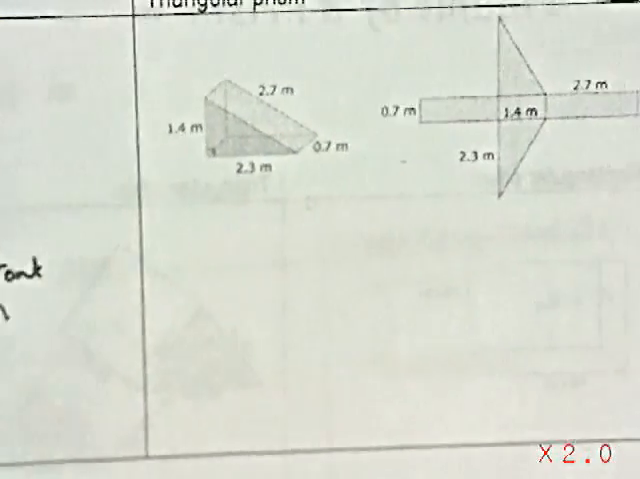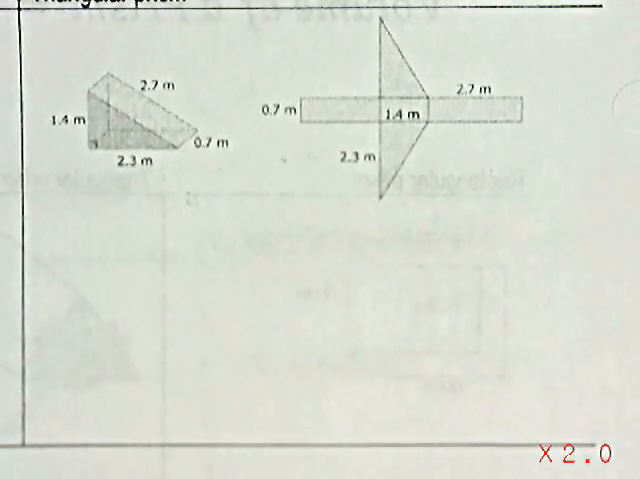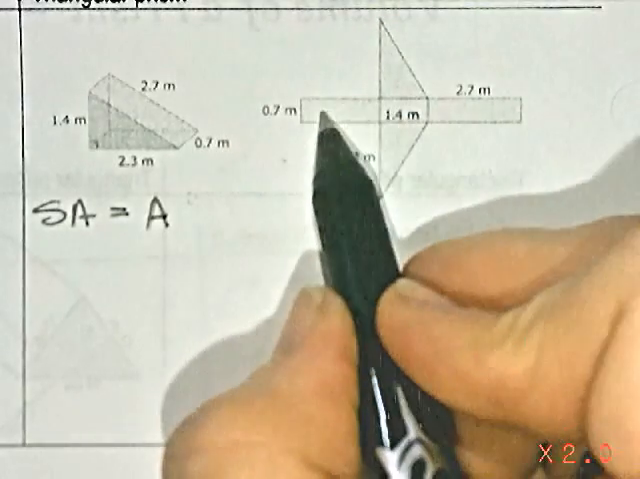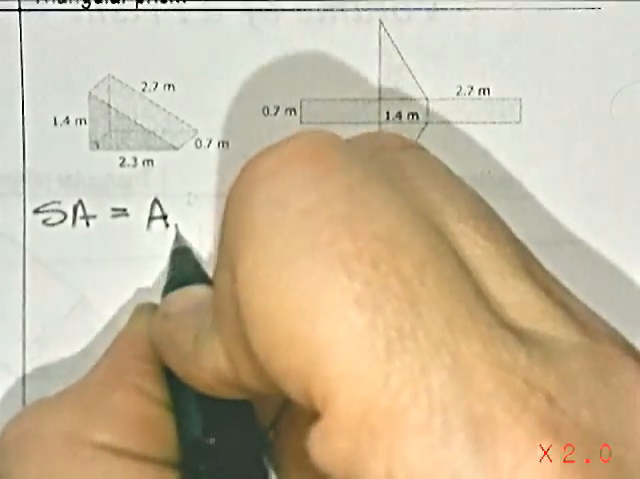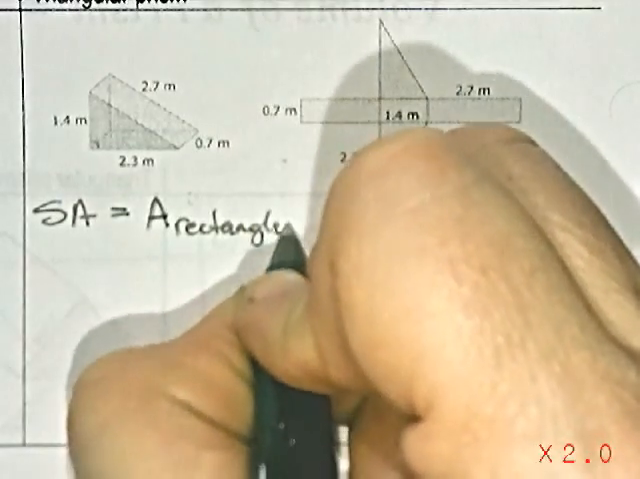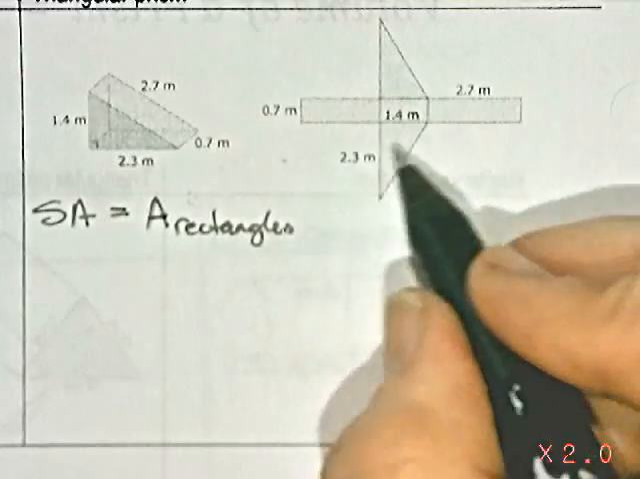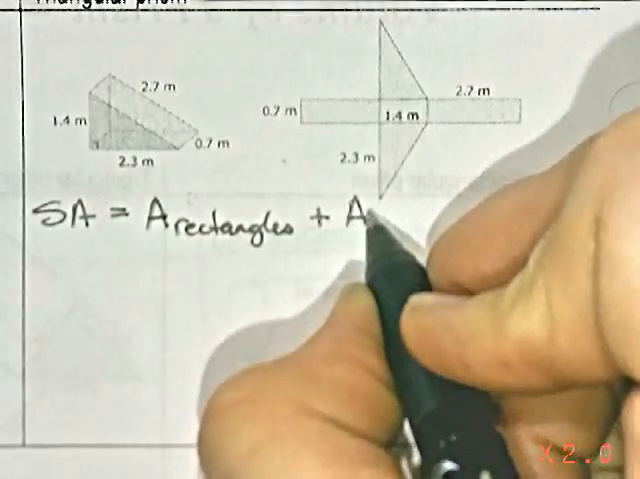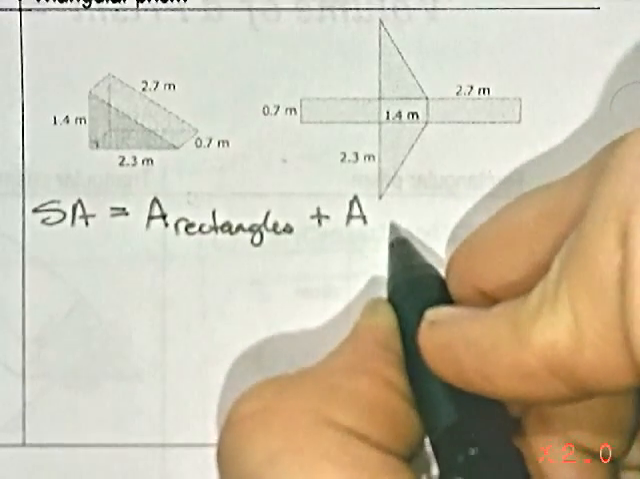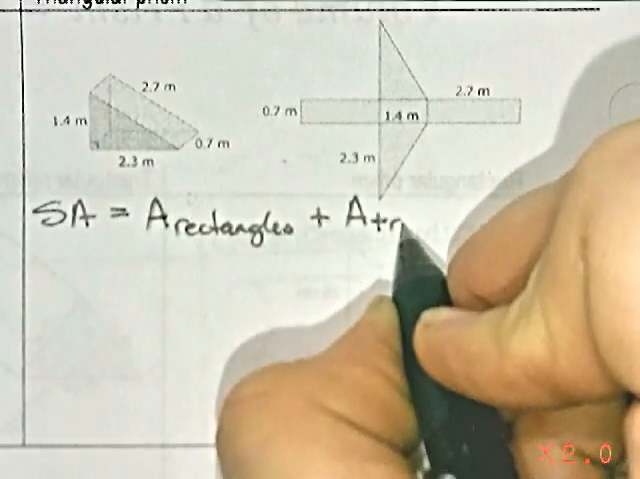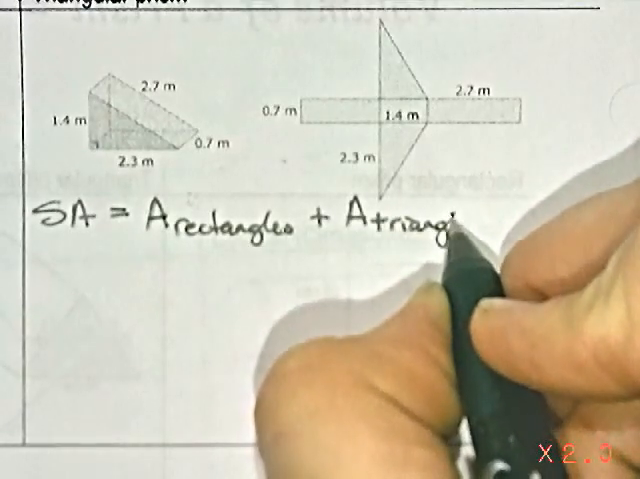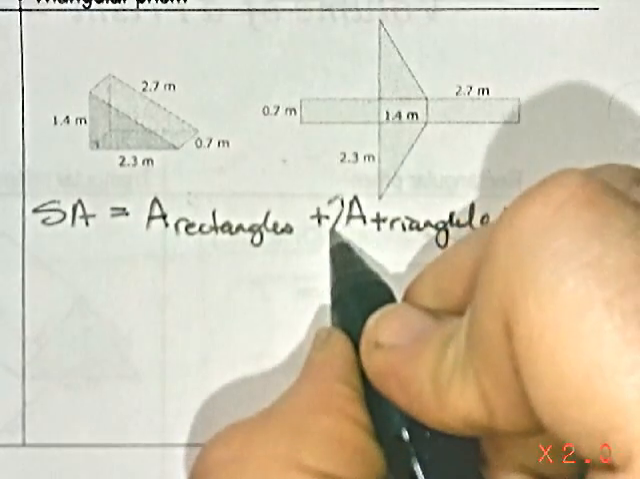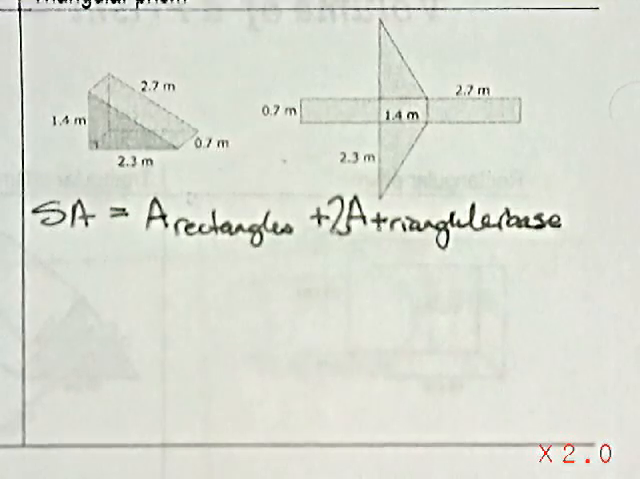So let's tackle our triangular prism. For this triangular prism, our surface area is going to be the area of all the rectangles, however many there are on this triangular prism. On all triangular prisms, there will be 3 of them, plus the area of the triangles, which is the triangular base. But my triangular bases, I have 2 of them, so the area of 2 triangular bases.